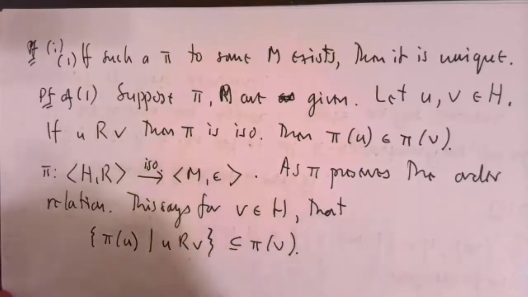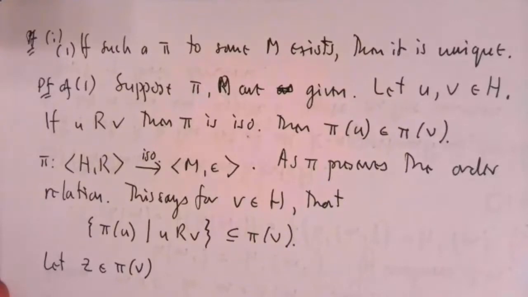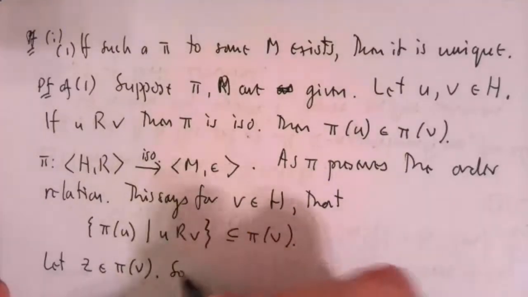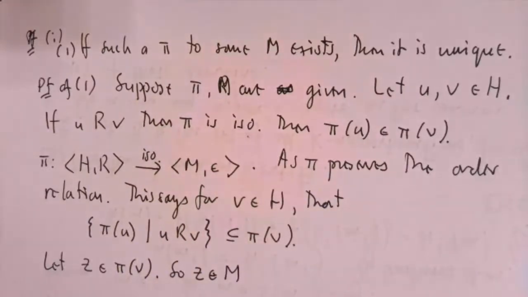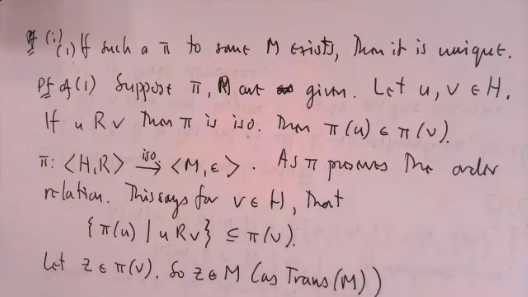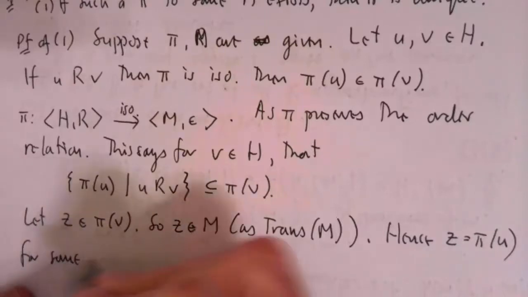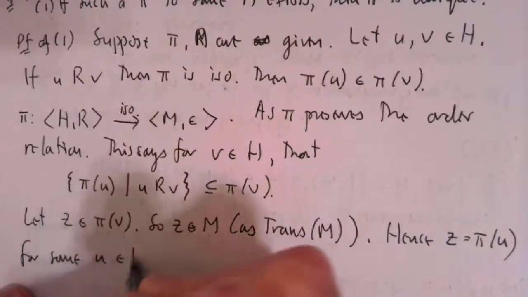So we'll take some Z in pi of V, something arbitrary that's in there. So Z is in M, because M is transitive, so any element of M is actually a subset of M. So M is just the range of pi. So this Z is pi of something. So Z is pi of U for some U or other in H.